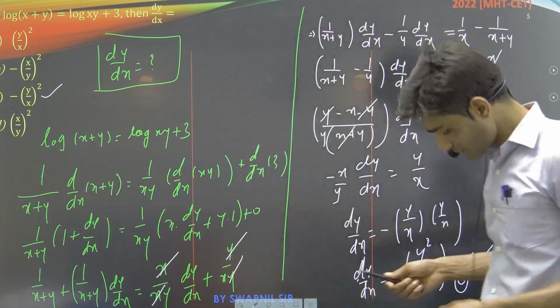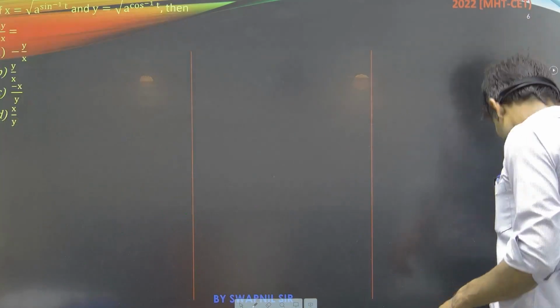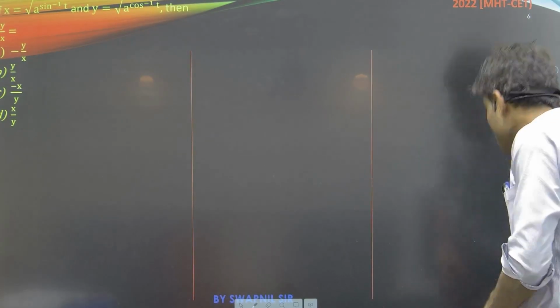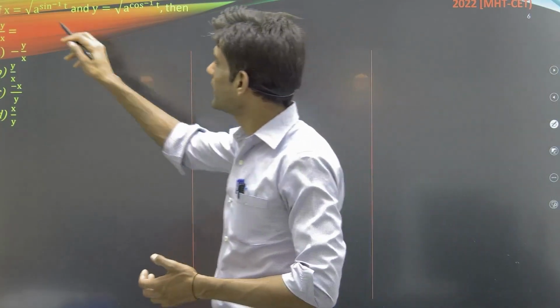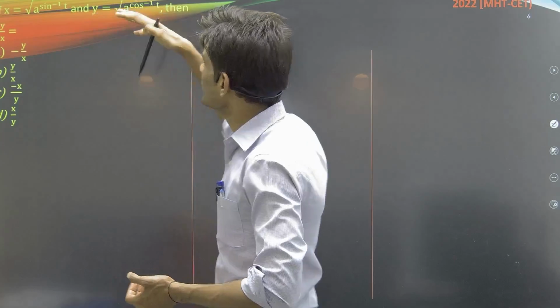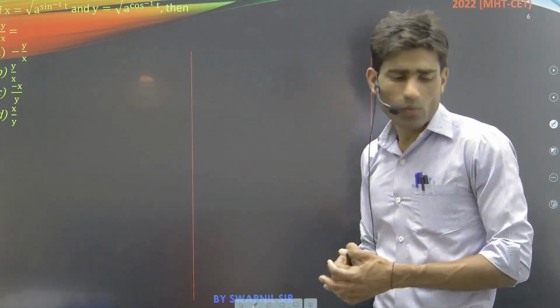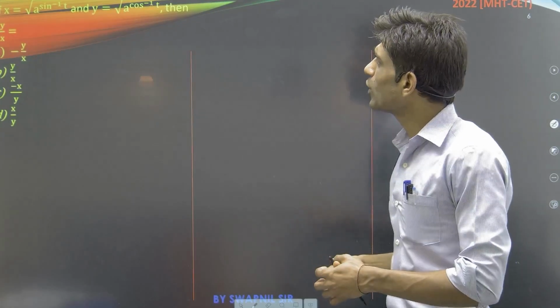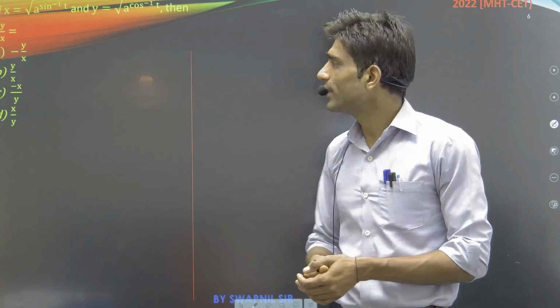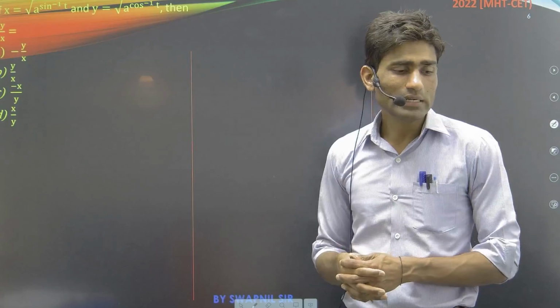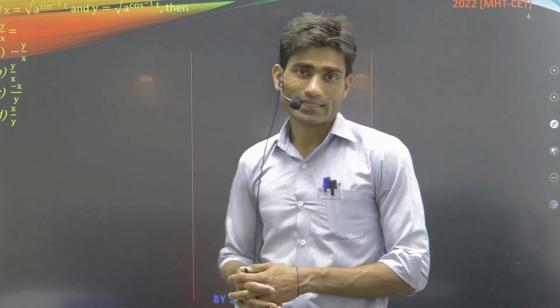In our next example, we are given x equal to square root of a into sine inverse of t, and y equal to square root of a into cos inverse of t. And then we have to find dy by dx here.